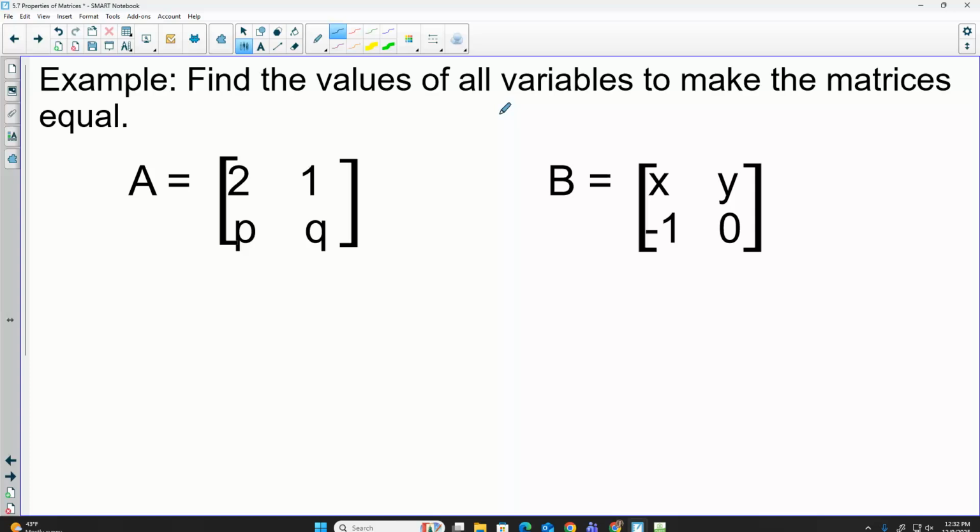Things are equal if they have the same number in the same position. So even if I had taught you absolutely nothing about matrices, if you guess, I can just about guarantee you would get the right answer on this. What do you think variable x would be if I want to make matrix A equal to matrix B? 2. What do you think variable y would have to be? What would p have to be? And q would have to be 0. So they're equal if they have the same numbers in the same positions. That's it. Nothing fancy.